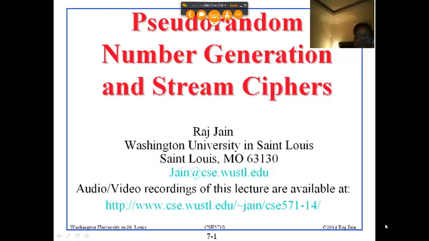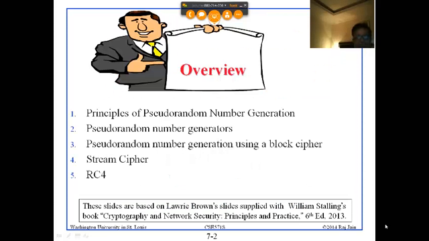So this chapter is about pseudo random number generation and stream ciphers. There are two parts in it. Basically, how do you generate a random number, and then how do you use it to encrypt? In particular, we'll talk about one scheme called RC4.